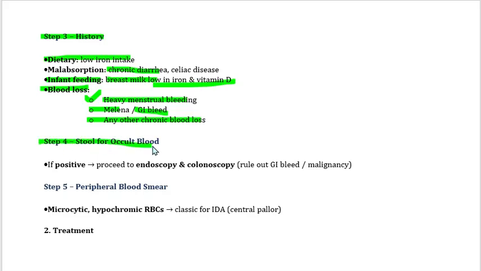And number four, we get a stool for occult blood if we cannot find obvious loss of blood, and if it comes positive, then we proceed with endoscopy and colonoscopy to rule out GI bleed and malignancy. And number 5 is the peripheral blood smear, and it will show microcytic hypochromic RBCs with central pallor.